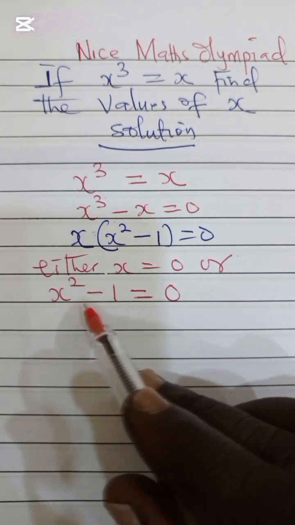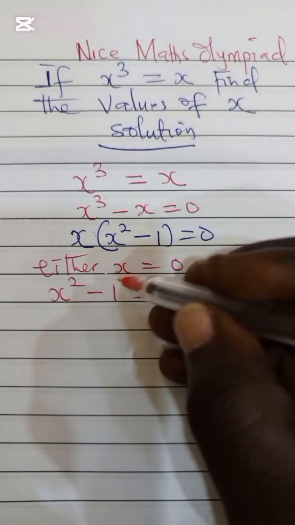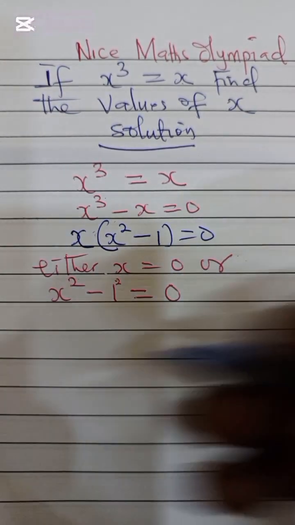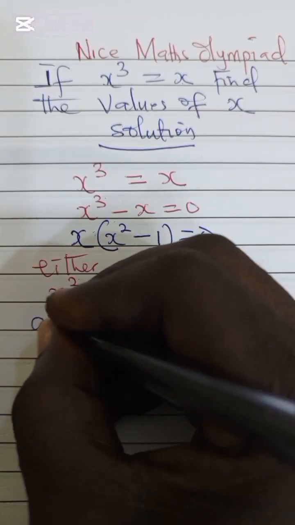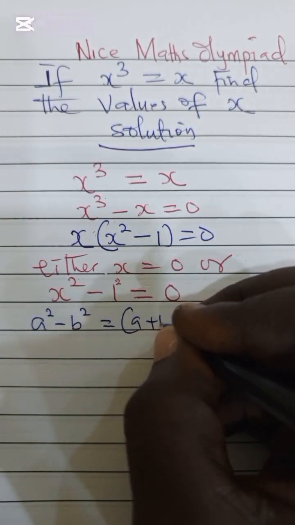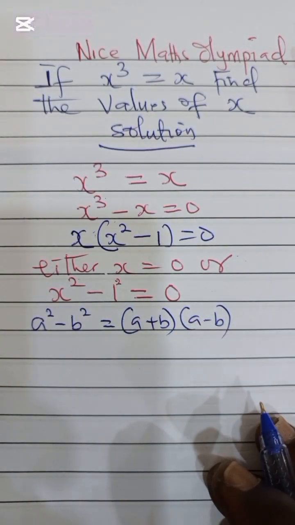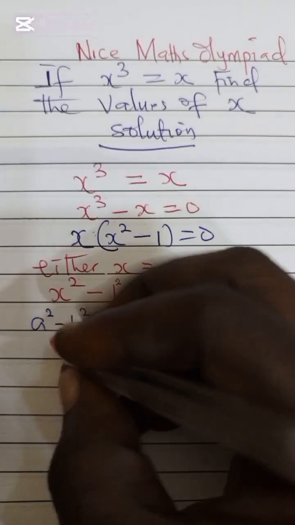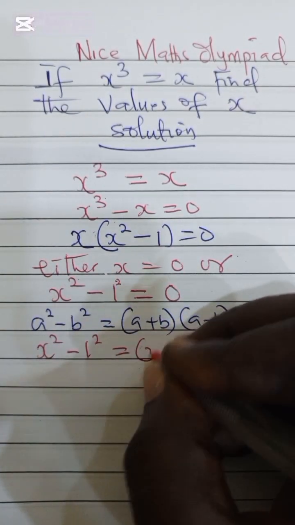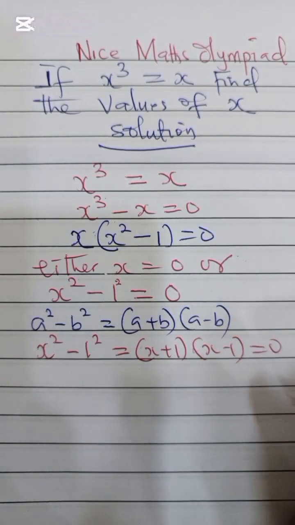But if you observe this, we have x squared minus 1 equals 0. Of course, this is a difference of two squares. Because we have x squared, and this one, we can write it as 1 squared. It's still the same thing as 1. So recall that a squared minus b squared is the same thing as a plus b multiplied by a minus b. So we can write this as x squared minus 1 squared, which is the same thing as x plus 1 times x minus 1, and it must be equal to 0.